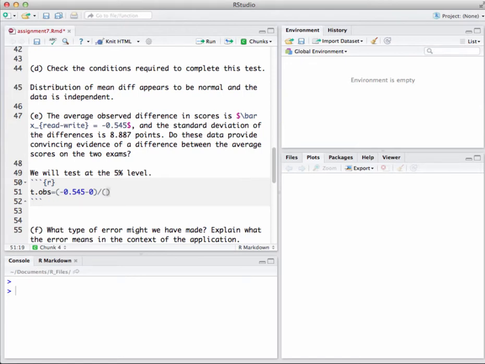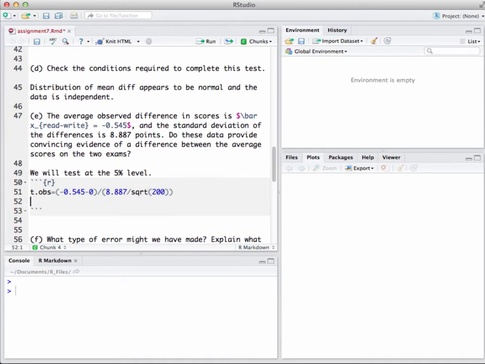So let's put that in parentheses. Standard deviation was 8.887. And divide that by SQRT. The sample size here was 200. Okay, so that's our observed test statistic.